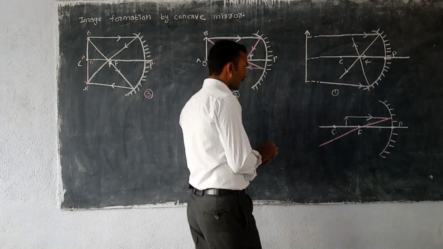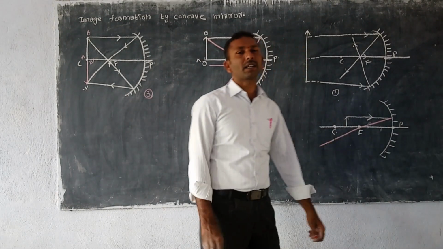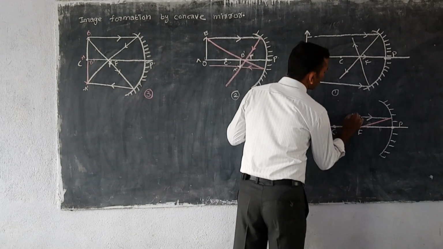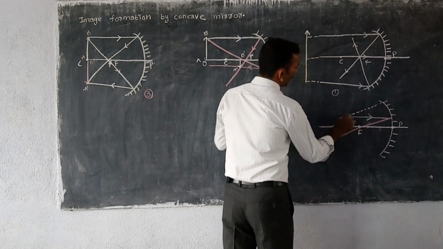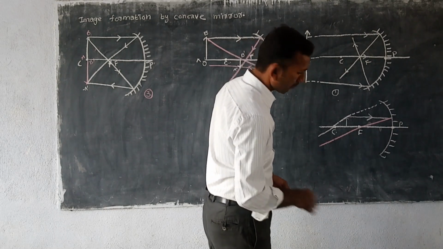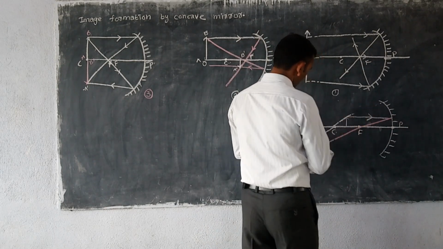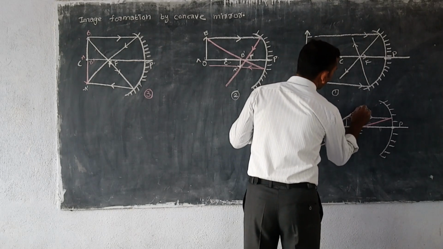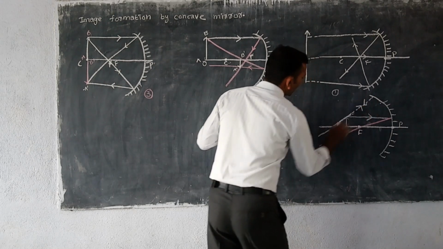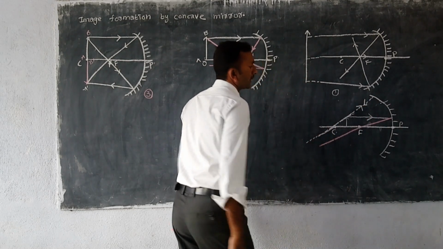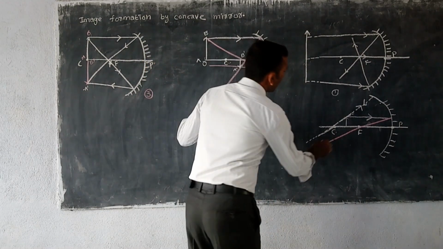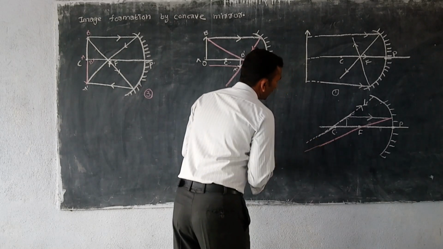Now we are taking another light ray which is going through the focal point, but it is not possible for it to meet the mirror. So that's why we are taking another light ray which is going through the center of curvature. After reflection it will reflect back along the same path and it is going in this direction. So it will form an image, meeting at some point.